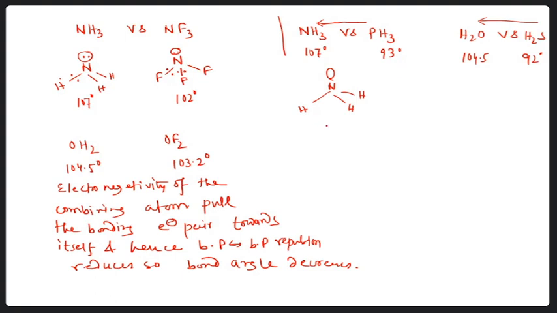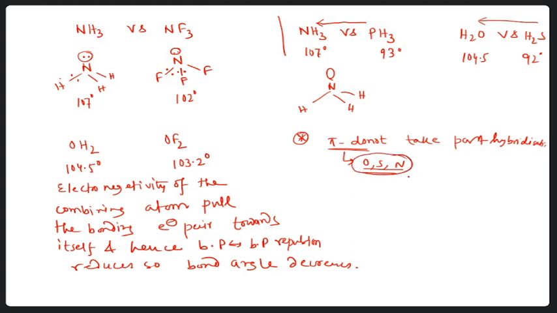Now there are some limitations here along with the geometry. You have to remember that pi bonds do not take part in hybridization, everyone knows. So during the calculation in this theory, you have to consider which element forms the pi bond, like oxygen, sulfur, nitrogen. When these atoms are bonded with the central atom, we have to remember their participation in hybridization, such that they cannot interfere.